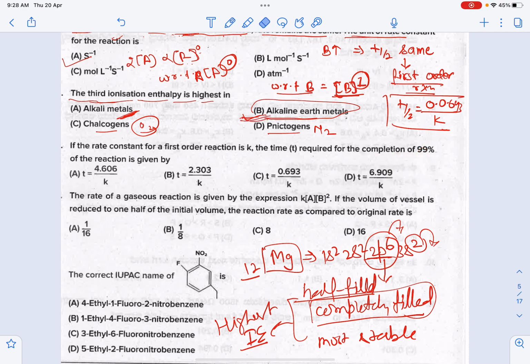Next question: given that the rate constant for a first order reaction is K, the time required for the completion of 99% of the reaction is given by. As you know, the formula for the first order reaction is Kt equals 2.303 log A0 by A, where A0 is the initial concentration and A is the final concentration. In the question, A0, the initial concentration, will be 100%.